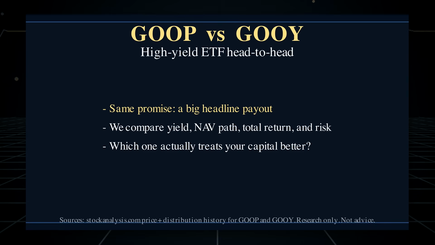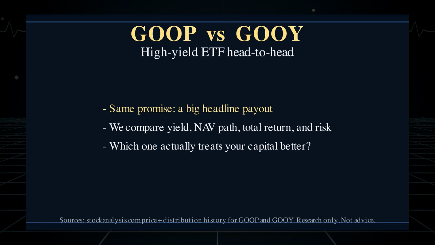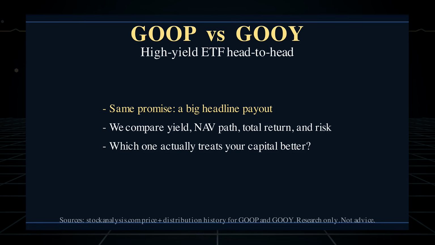This is the strange case of GOOP versus GOOY, two synthetic covered call machines, one underlying company, and a reminder that the biggest number on the label can hide the weakest pulse underneath.